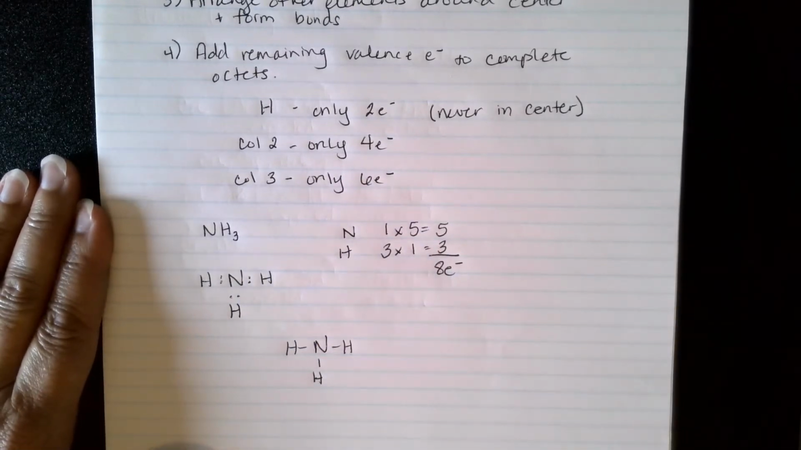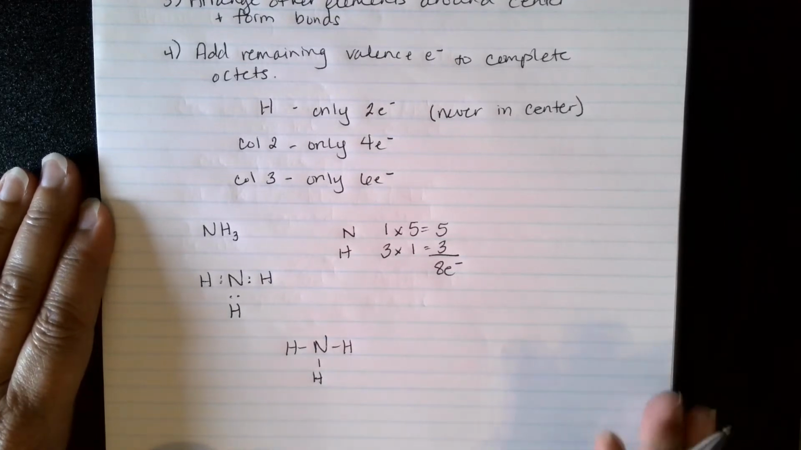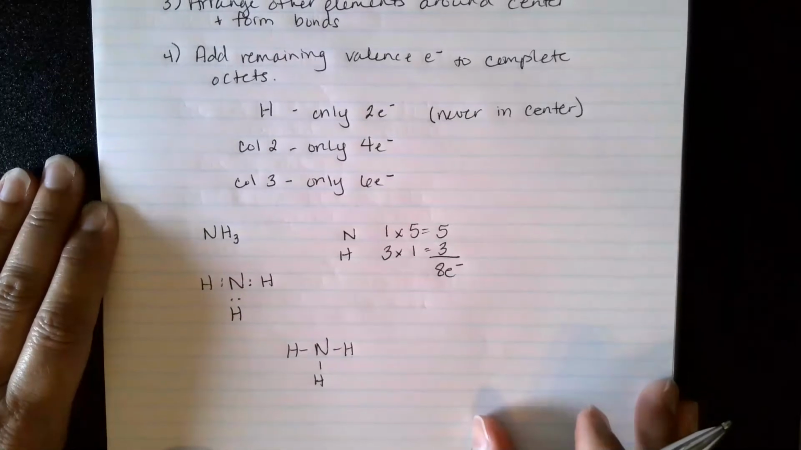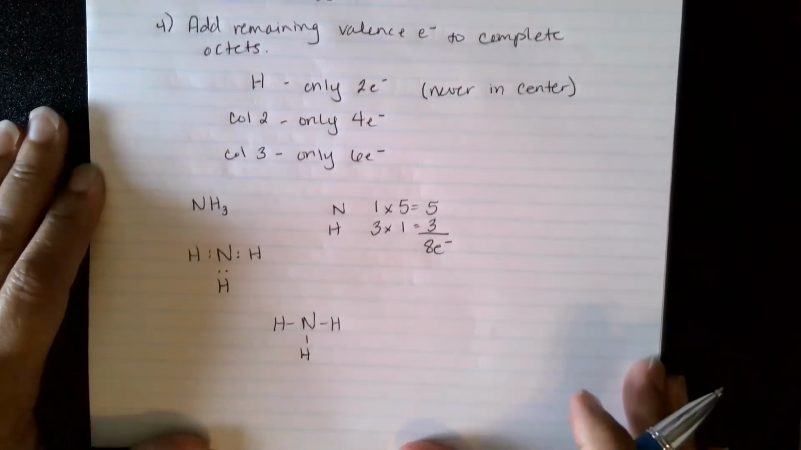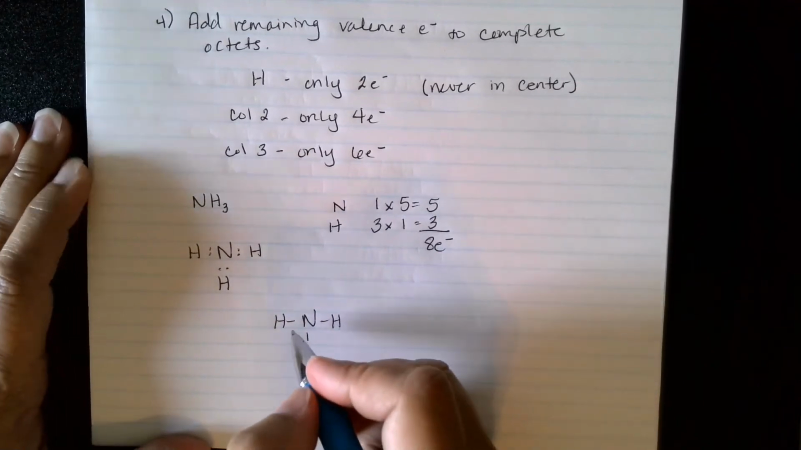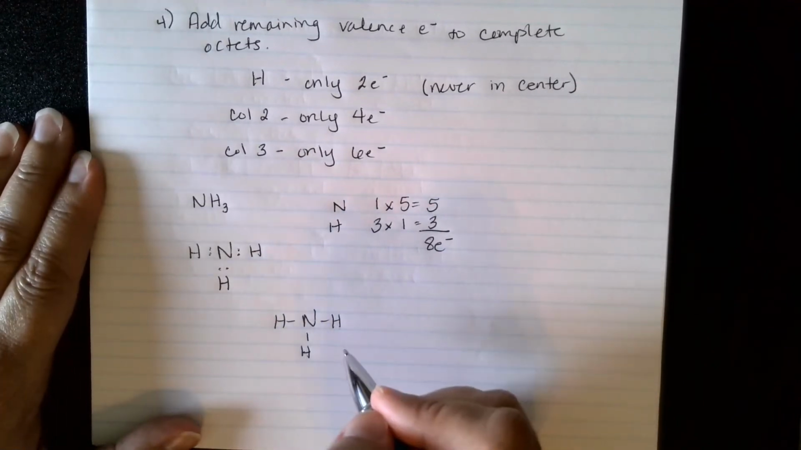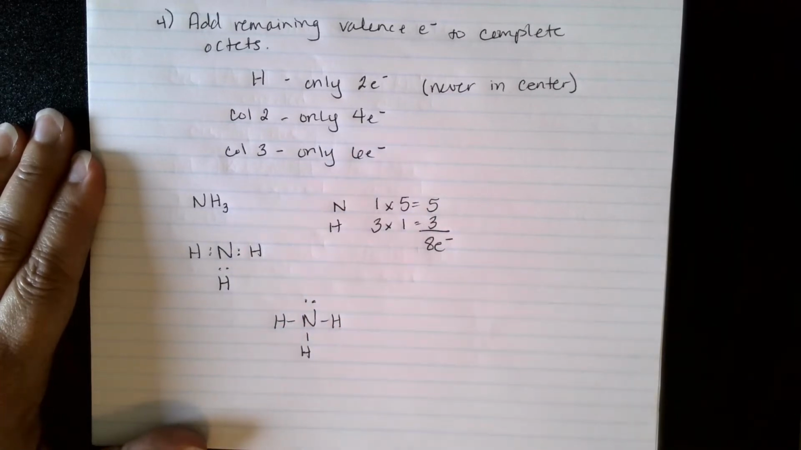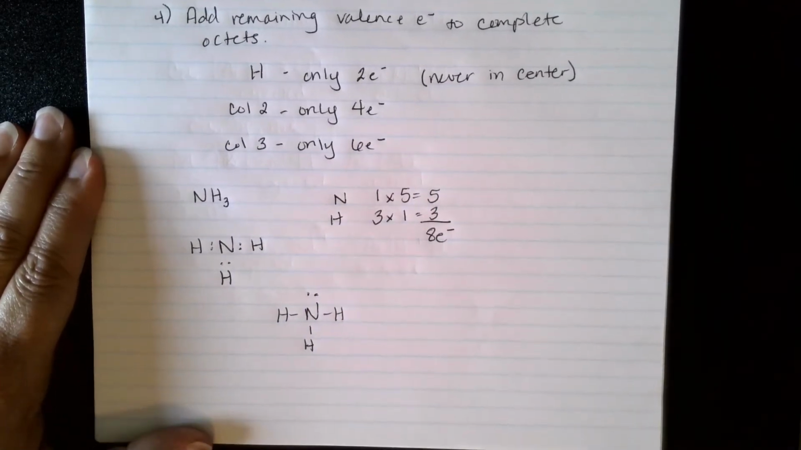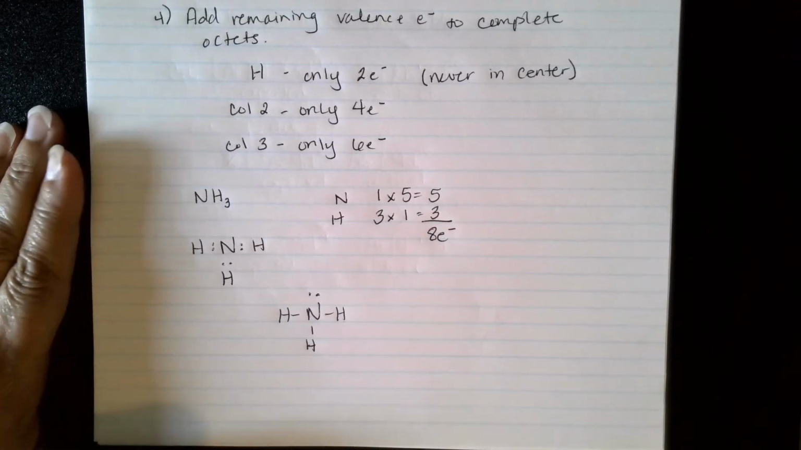Okay, so I have arranged all the other elements around the center, and I have formed all the bonds. So I've done step 3. Then I'm going to add any remaining electrons. So I have 2, 4, 6. In order to get 8, I only need 2 more. So now everybody's got an octet, and that would be my structure for NH3.